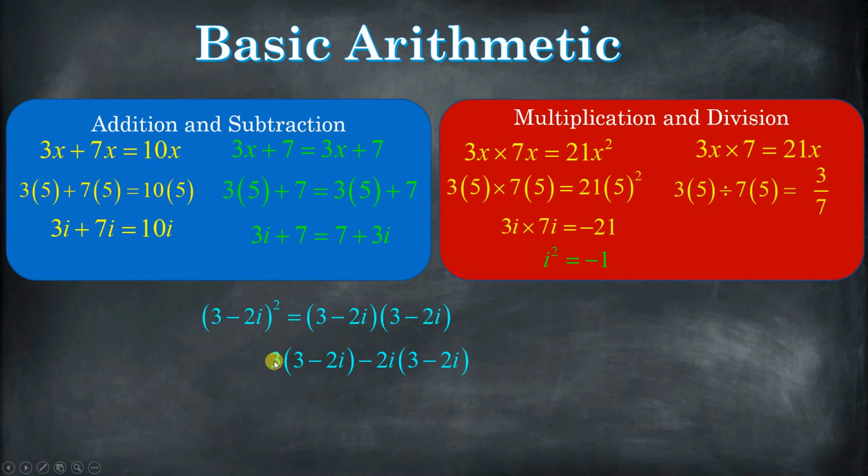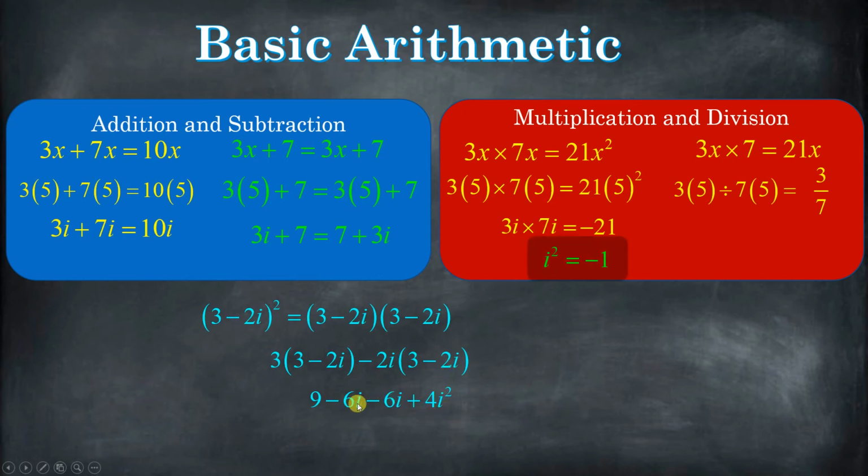3 times 3 is 9. 3 times negative 2i is negative 6i, because a positive times a negative is still negative. Here, negative 2i times 3 is negative 6i. And negative 2i times negative 2i is positive 4i squared. Do you see? So 9, negative 6i, negative 6i, positive 4i squared.